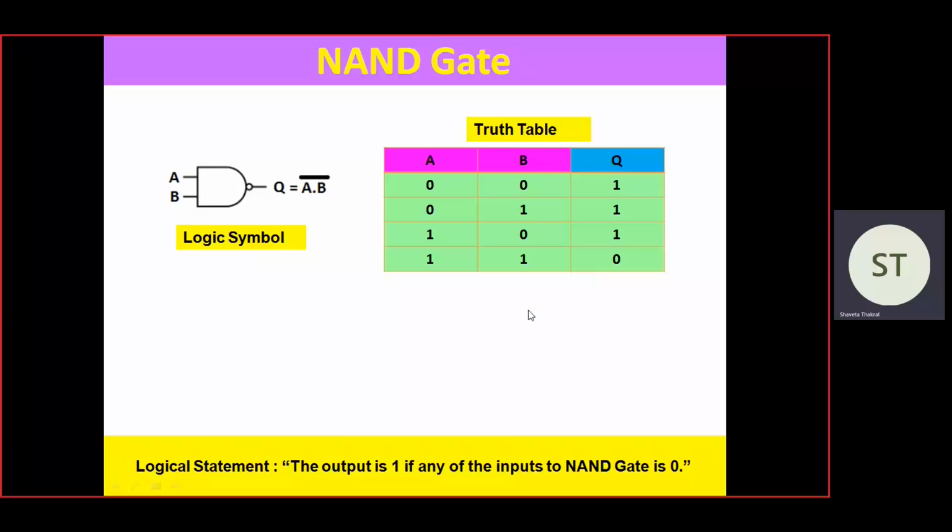So what is the conclusion here? If any of the inputs is 0, or all the inputs are 0, then the output is 1. For example, here B is 0, output is 1. Here A is 0, output is 1. Here both A and B are 0, so the output is again 1.